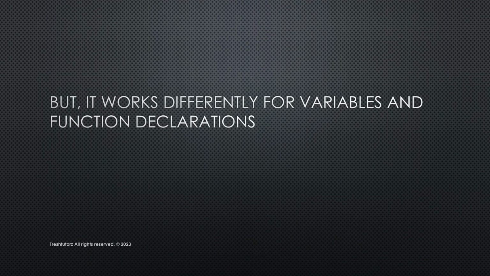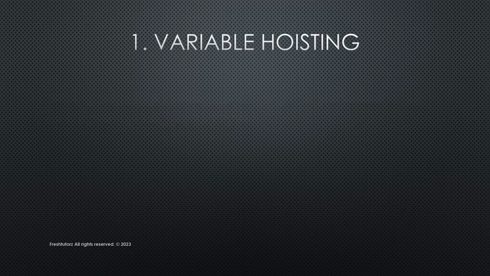I will explain it in detail, but it works differently for variables and function declarations. I told you variables and function declarations are hoisted in JavaScript. So there are two types of hoisting. One is variable hoisting, the other one is function declaration hoisting. But it works differently for both of them. Let's see. First one is variable hoisting. Variable hoisting works with variables which are declared using the var keyword.